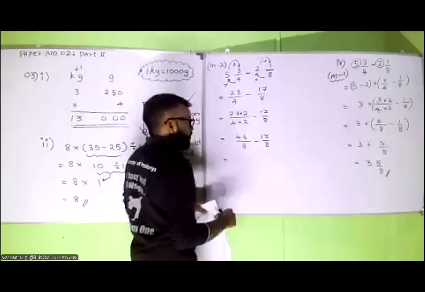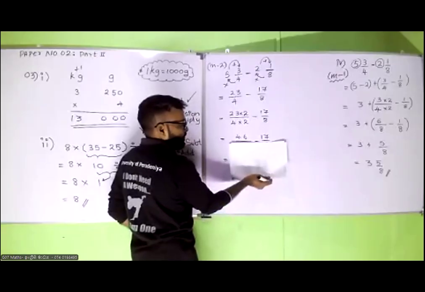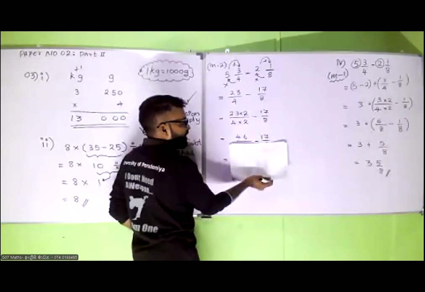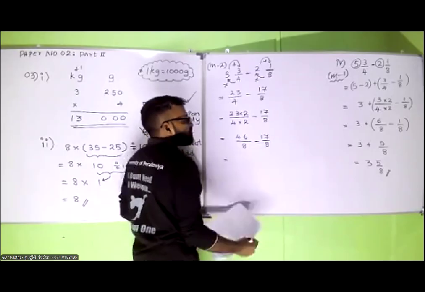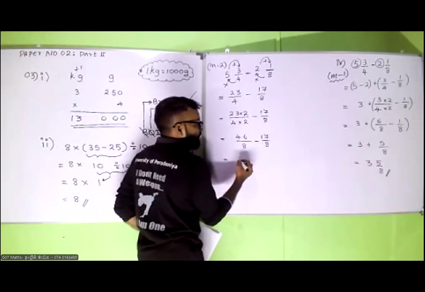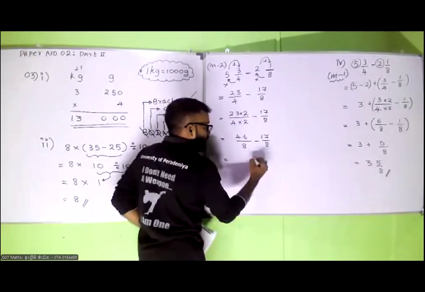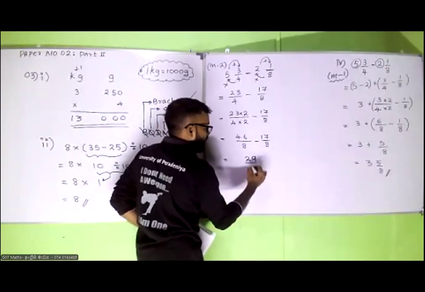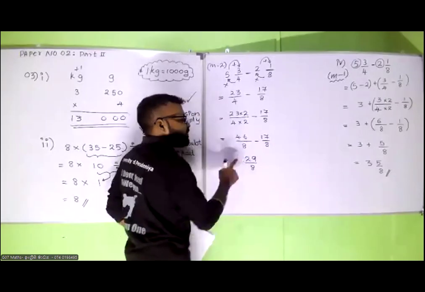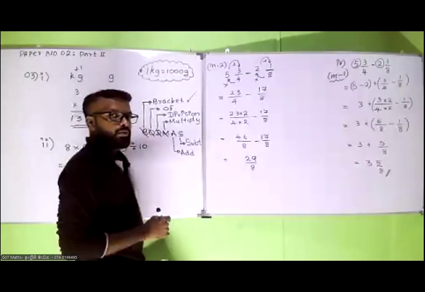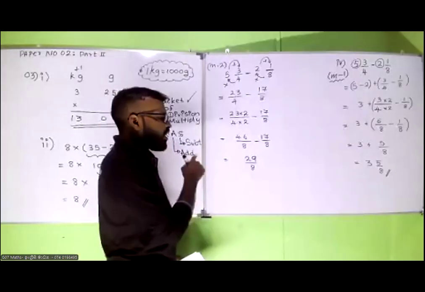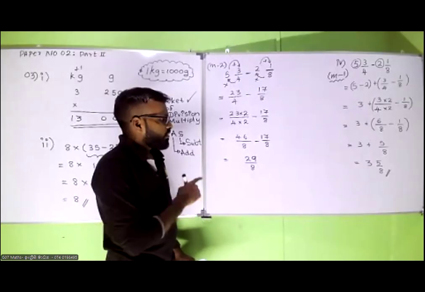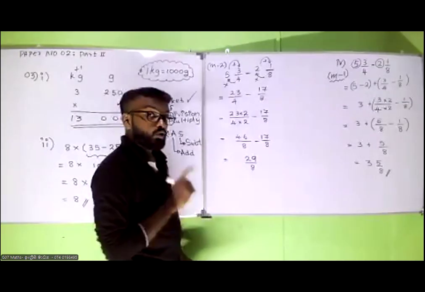The denominator is 8, so forget that, because they are equal. 46 minus 17, it will give you 29, so 29 divided by 8. This is an improper fraction. So how are we going to obtain the mixed number by using the improper fraction?